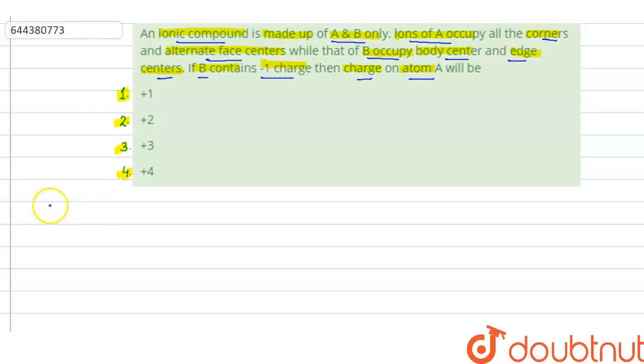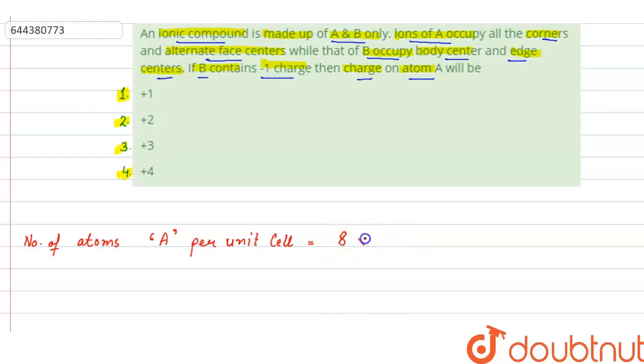So first of all, we'll find the empirical formula of the compound, and for that we have to calculate the number of atoms of A and B per unit cell. So the number of atoms of A per unit cell will be equal to, now A occupy the corners, right? And we know that in a cubic unit cell there are 8 corners. Now whenever a particle is present at the corner, it is shared by 8 unit cells. So its contribution per unit cell is 1 by 8.